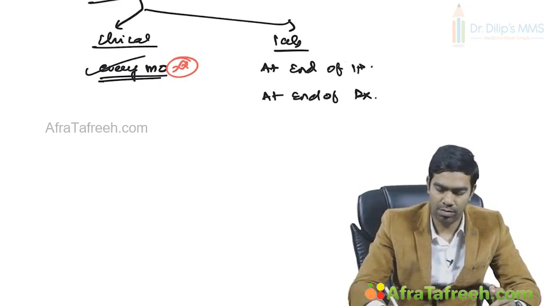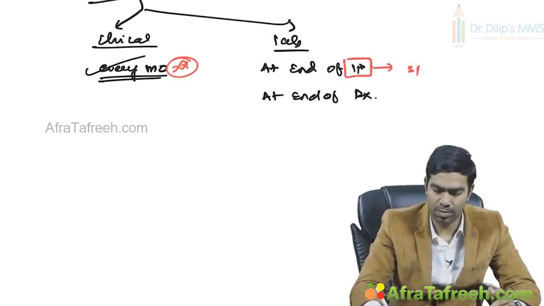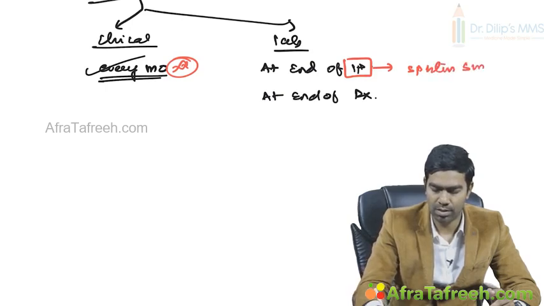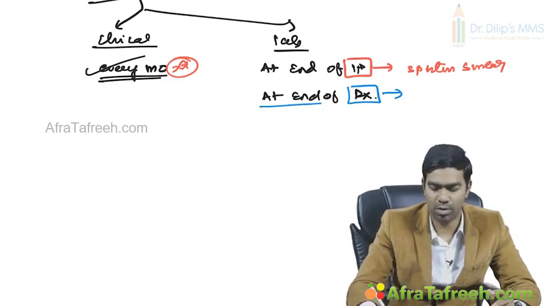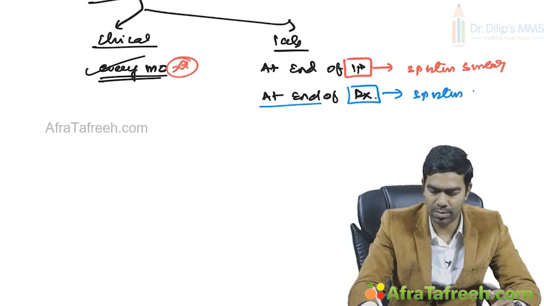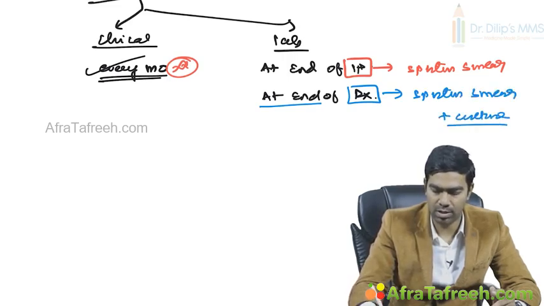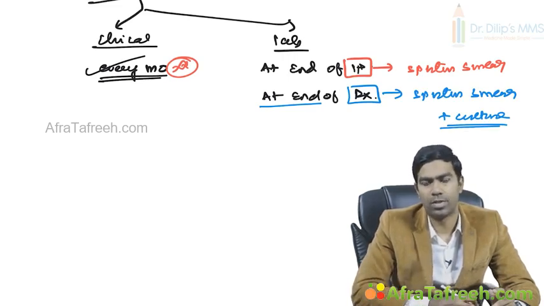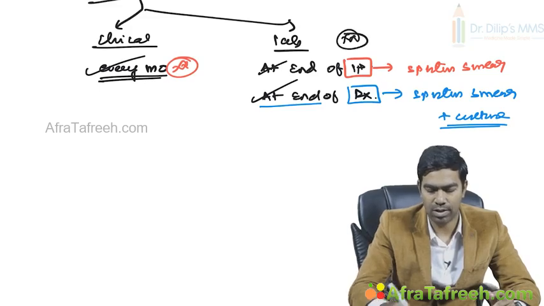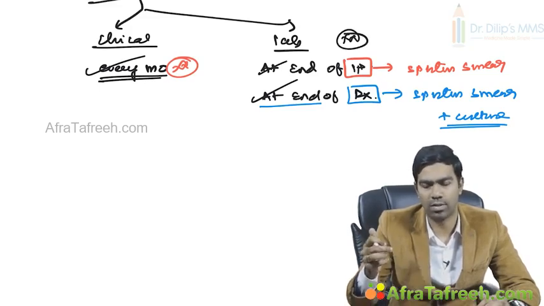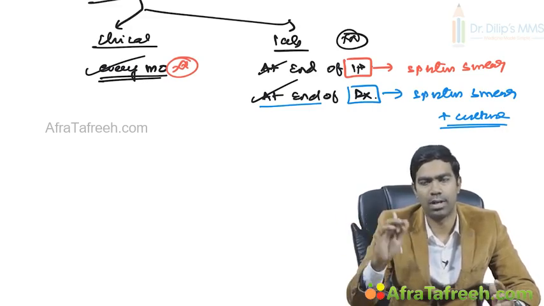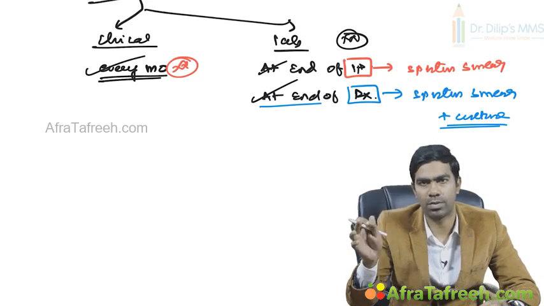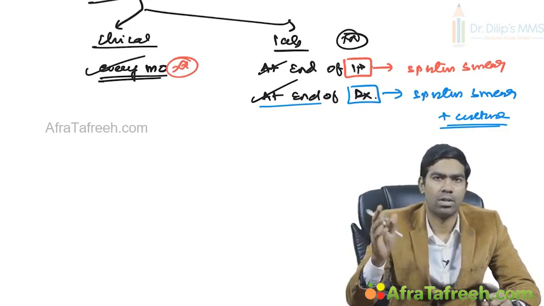So at the end of the intensive phase, you'll be doing only a sputum smear, whereas at the end of treatment, you're going to do a sputum smear. At the same time, I have to send for a sputum culture also. Clear? So this is the idea. This is very, very important to understand. This is something different from the previous guidelines, but just knowing this is more than enough. At the end of the intensive phase, just send for sputum smear. At the end of the continuation phase, we are going to send for sputum smear as well as culture.